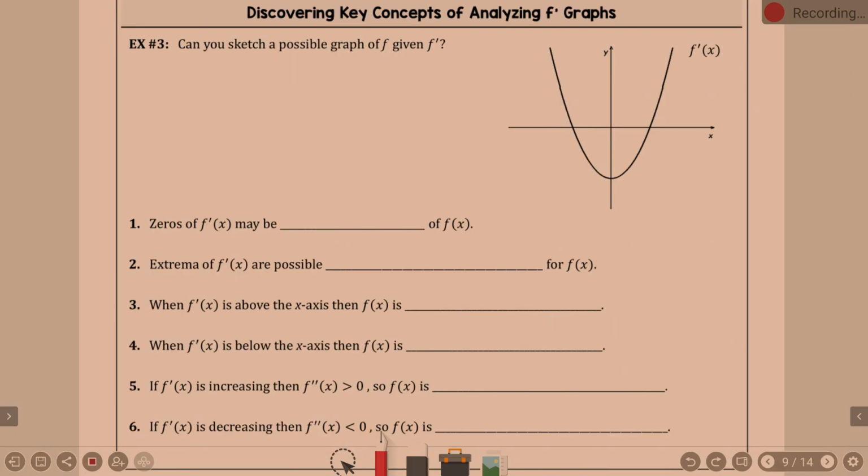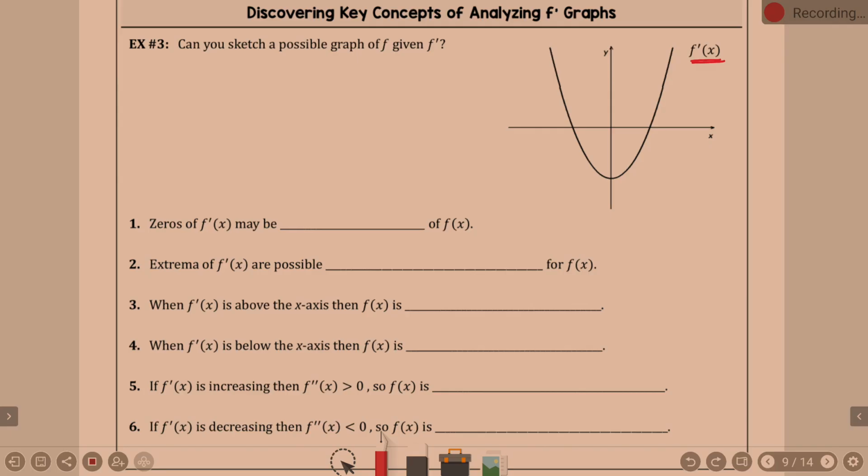Okay, now, can you sketch a possible graph of f given f prime? And they like to take us both ways on this. In this case, you have to pay attention. They're giving us the derivative, and they want us to sketch the original graph. Okay?